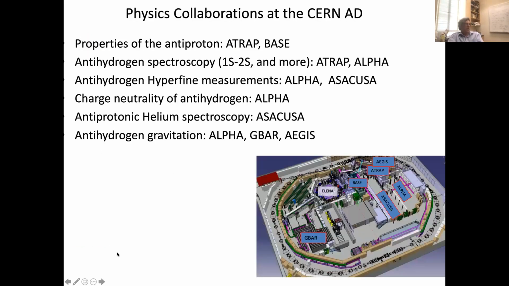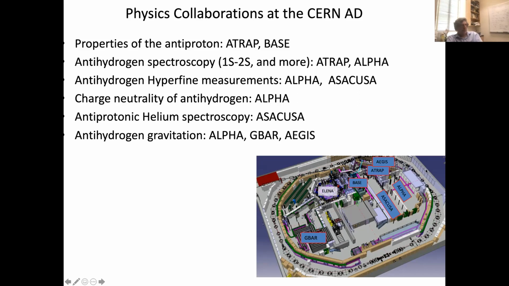Okay, so we are not alone. I've described everything we're doing, but we have competition. Actually, ATRAP gave up, so we have less competition. There's Alpha, Asakusa, Base. Elena provides extremely low energy antiprotons. G-bar is a gravity experiment. Base has actually taken one antiproton and stored it for over a year, studying its properties. By studying it for a long time, they can get very good results.